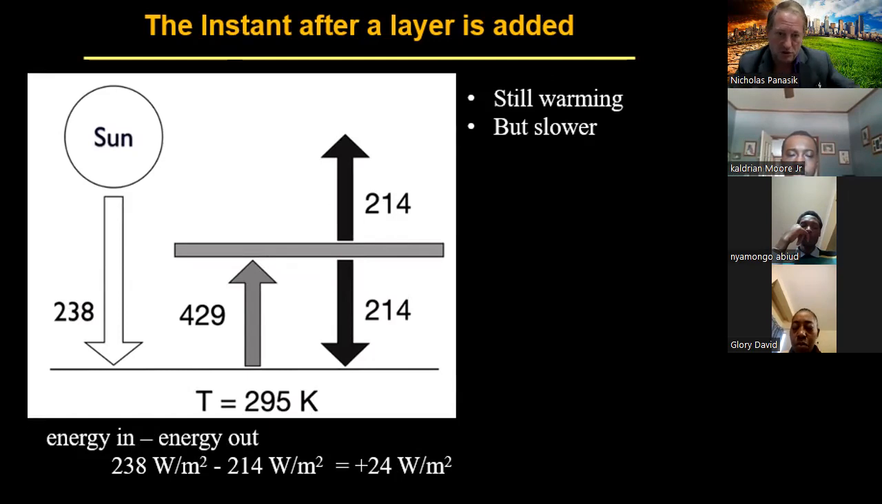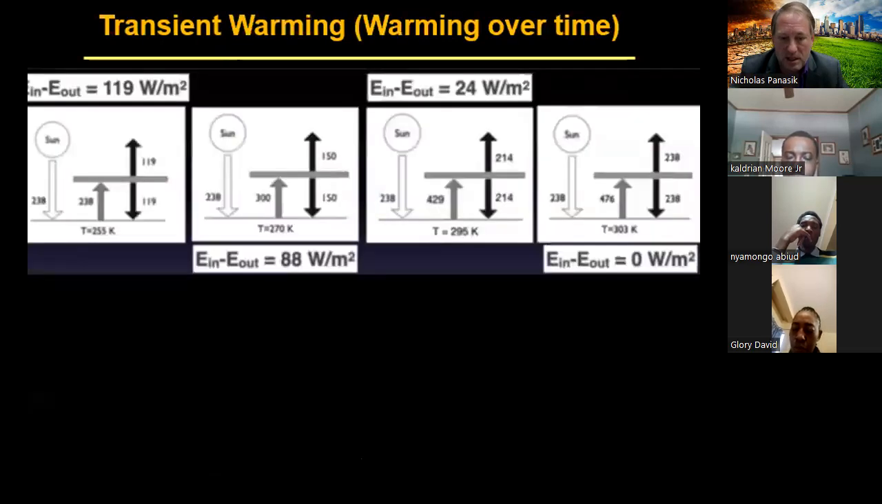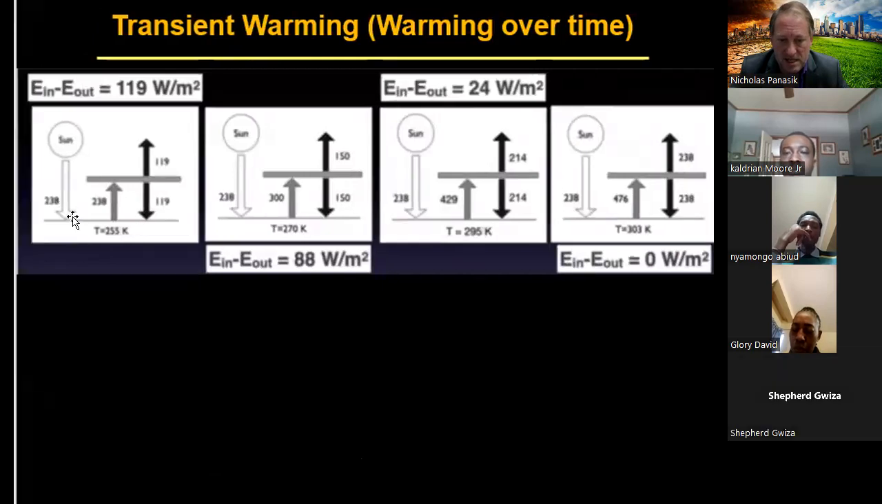And so you can see it's still warming, but it's slower, right? And you can imagine where this is going. If we put all these things together, at 255, we had an energy imbalance of plus 119. Then when it warmed up to 270, we had less of an energy imbalance. And then when it warmed up to 295, it has less of an energy imbalance. And finally, it'll keep warming and accumulating energy until the amount of energy coming into the planet, 238, equals the amount of energy going out.